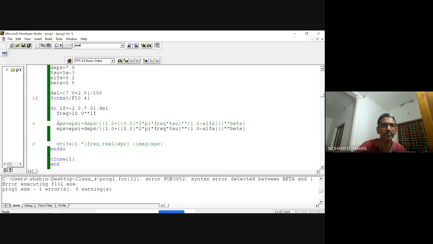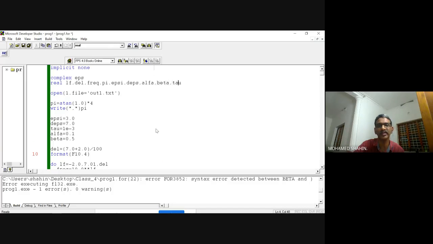So we will simplify this. We do it like this. We want to, if it is a very complex thing, we will do it like this. Omega is equal to 2 into pi into f freq. So we can simplify this omega. But you have to declare omega here again.